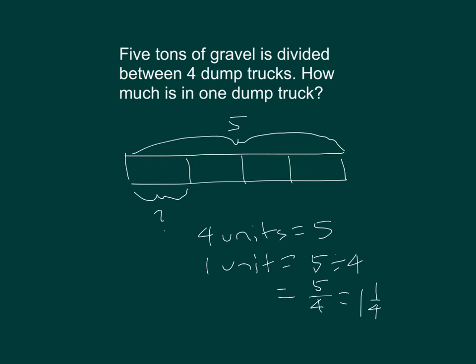I can show my division as well. 4 goes into 5 one whole time. Five minus 4 is 1. If I could divide that 1, I would divide it by 4. So I have 1/4. 1 1/4. 1 1/4 tons is in each dump truck.